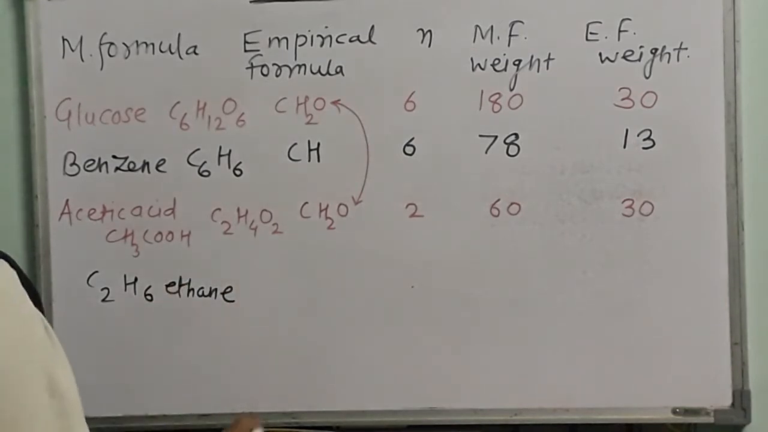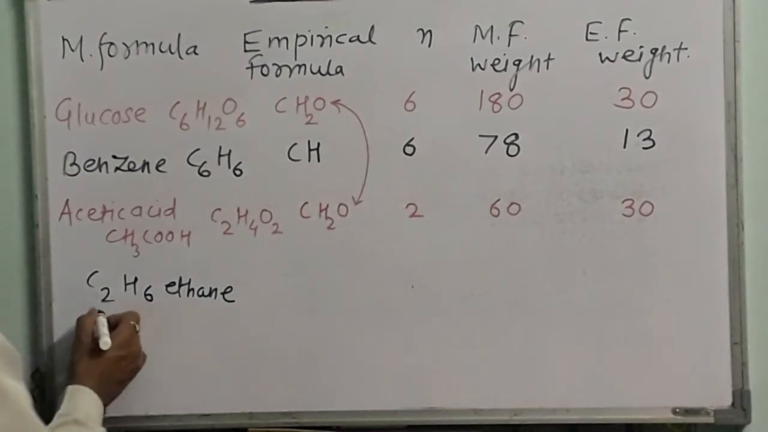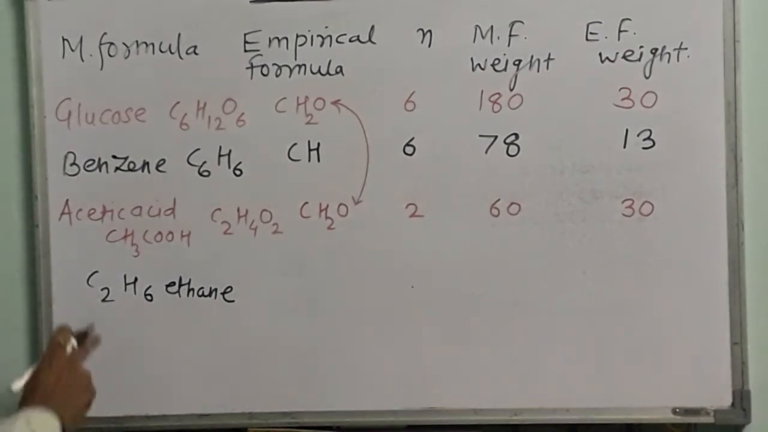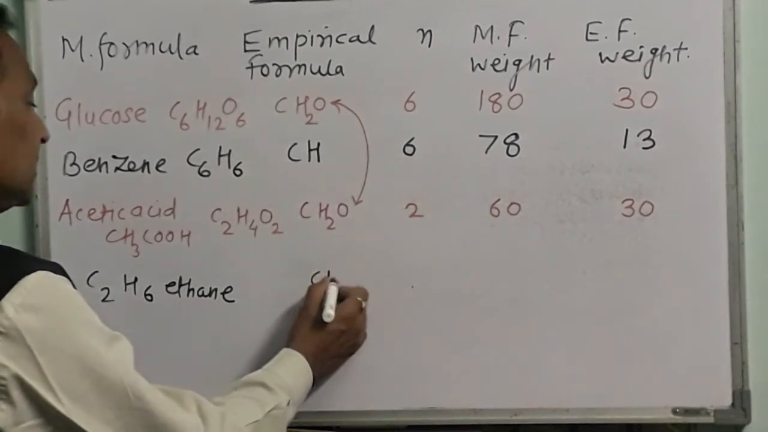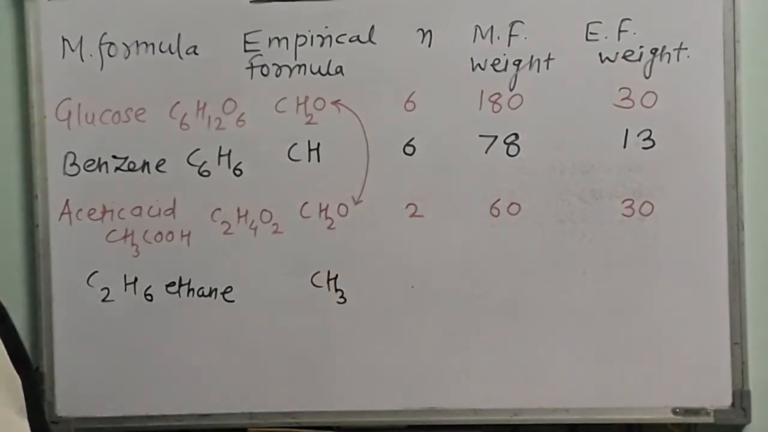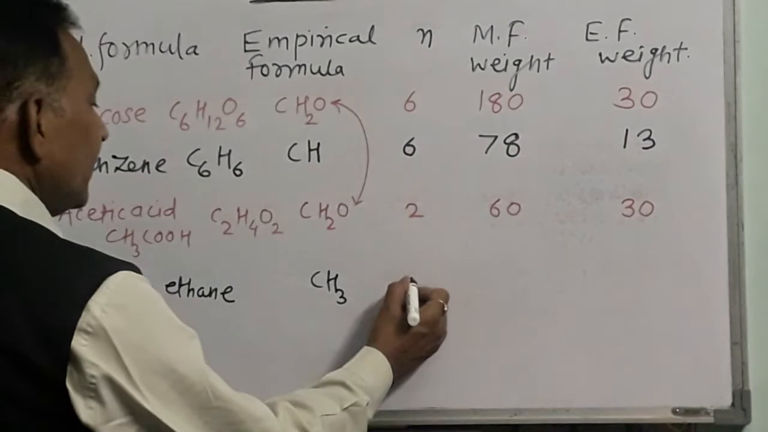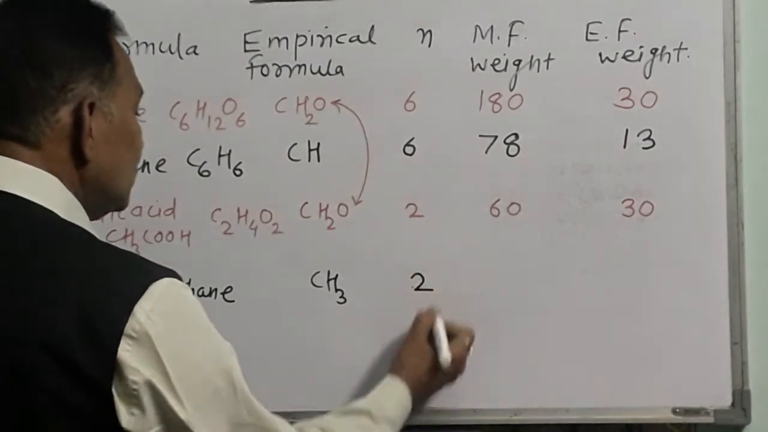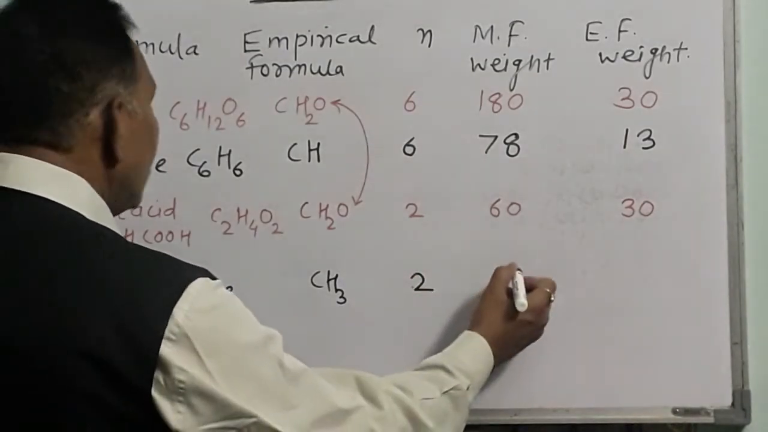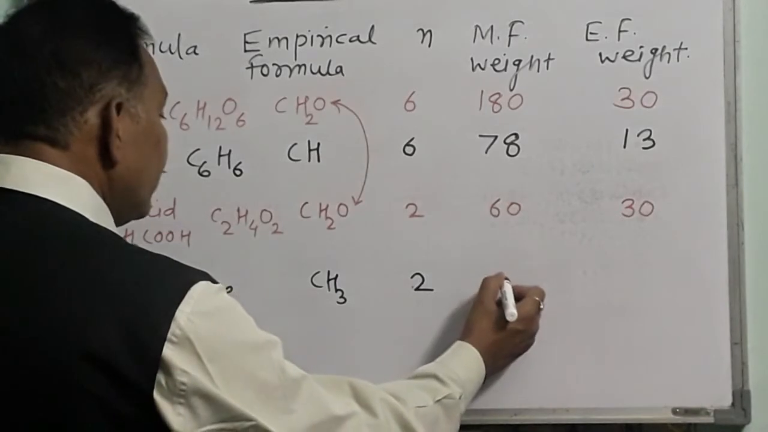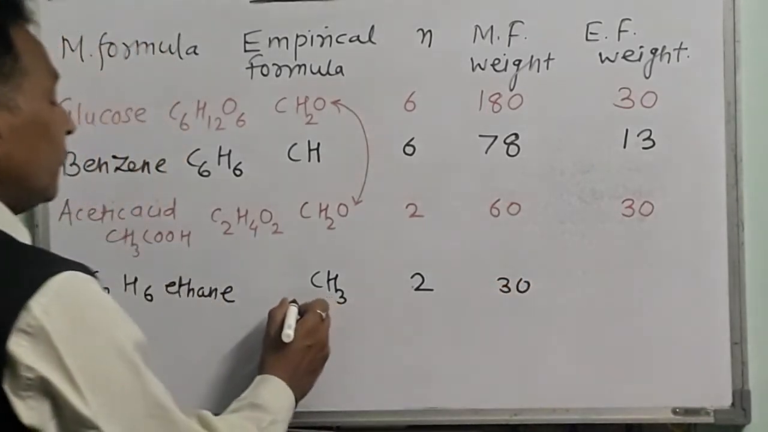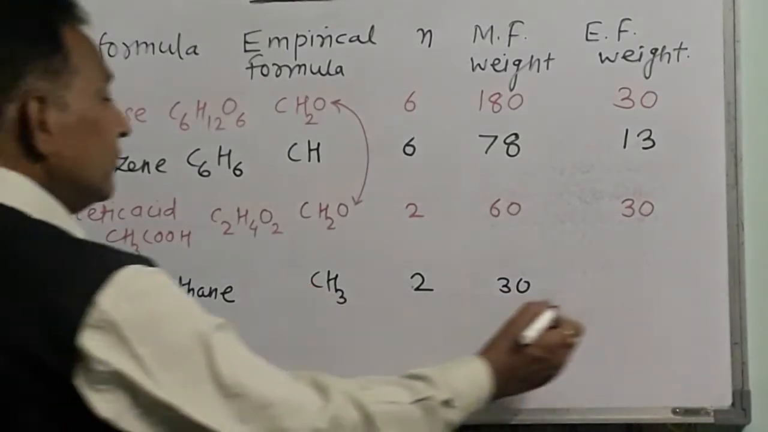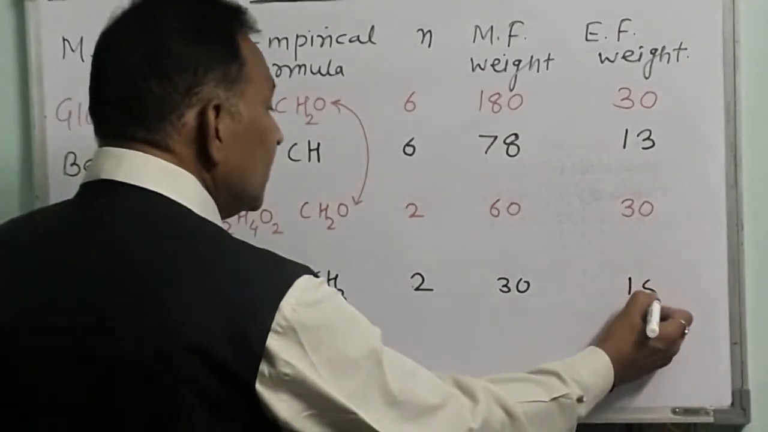Now the molecular formula is C2H6, meaning the numbers are divisible by 2, and if we divide them by 2, we'll get CH3 as the empirical formula. The value of N here also will be 2. The molecular formula weight will be 24 plus 6, that is 30, and the empirical formula weight will be 12 plus 3 equal to 15, in this way.